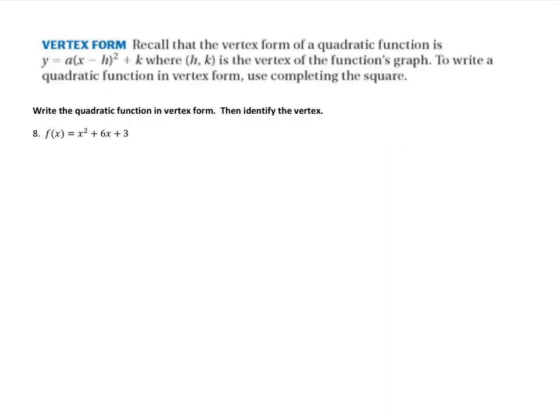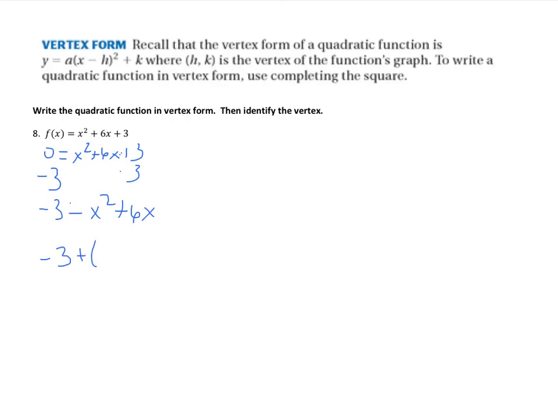Let's move on. Alright, here we go. Recall that the vertex form of a quadratic function is y equals a times the quantity x minus h squared plus k, where h, k is the vertex. So write the quadratic function in vertex form, then identify the vertex. Well, guess what you have to do? We set it equal to 0. Is there anything that multiplies to 3 and adds to 6? No. So get rid of it. And what have we been focusing on today? Completing the square, so you complete the square.